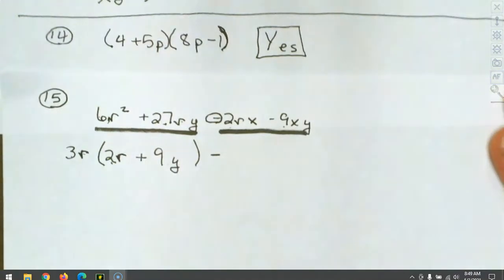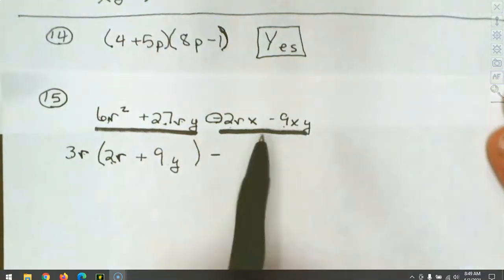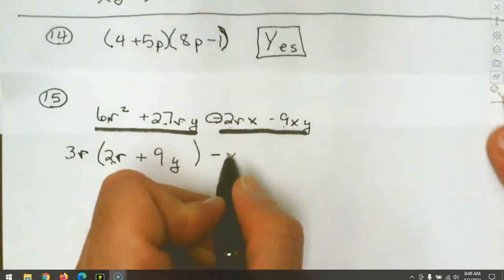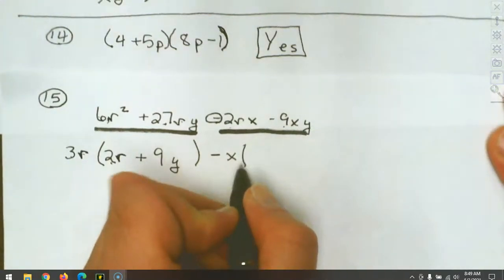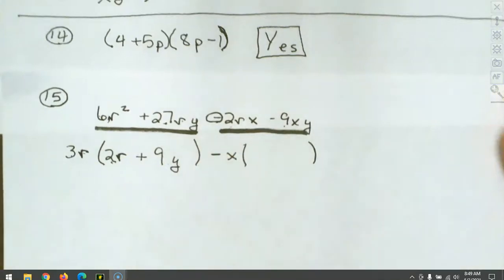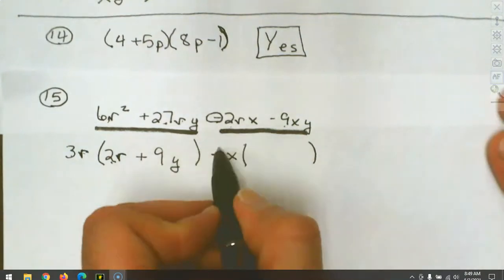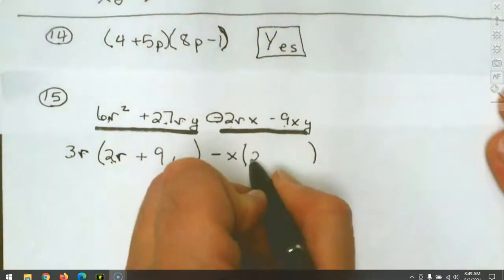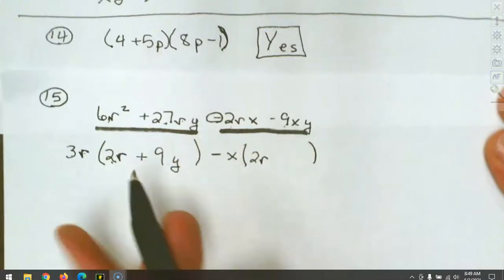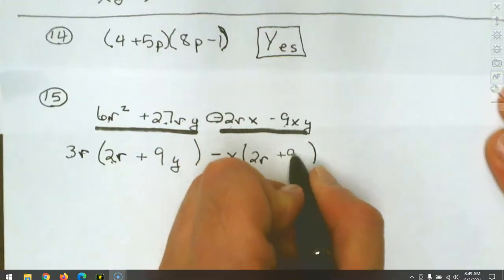9 and 2 have no number in common, but they do have the variable x in common. So that negative x can come out. And whenever you factor out a negative, what does that do to your signs? That's like multiplying by a negative, right? And that changes your signs. So negative divided by negative makes it a positive 2r. Negative divided by negative makes it a positive 9.